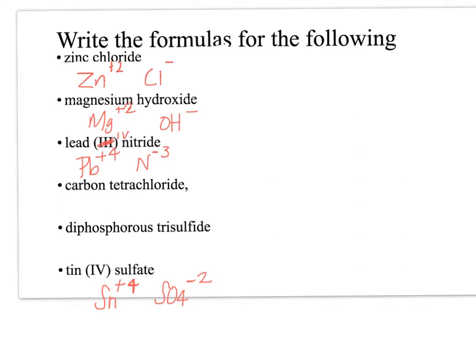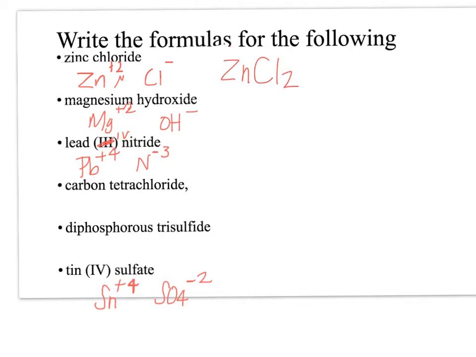Let's try this. So this first one is zinc chloride. Zinc is a +2. It's one of those transition metals that doesn't get a Roman numeral, so it's just zinc +2. Chloride is a -1. So we need to balance out those charges. So I'm going to use 2 chlorine to go with 1 zinc. That way I have a total of a -2 charge to balance out my +2. So that formula would look like this.